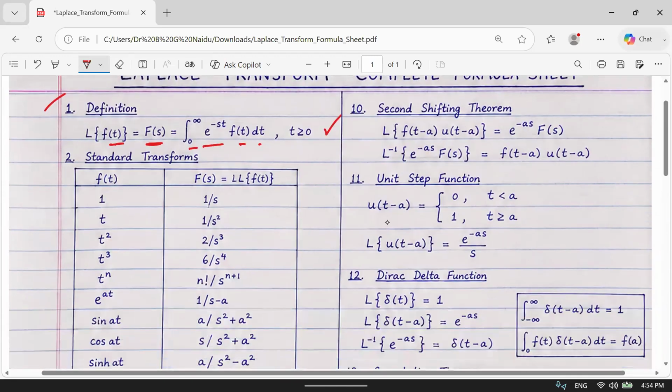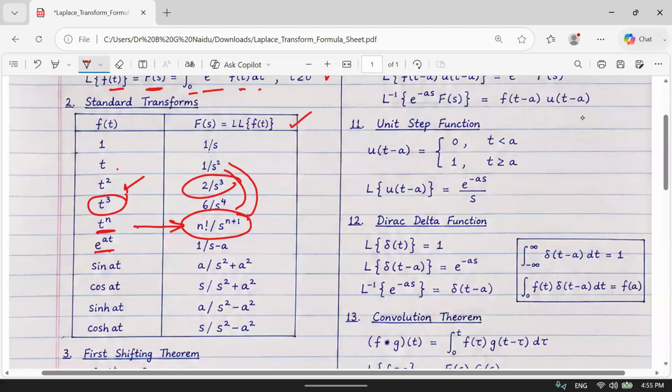Then there are the standard Laplace transforms. The Laplace transform of 1 is 1 by s, the Laplace transform of t is 1 by s square, the Laplace transform of t square is 2 by s cube, and the Laplace transform of t cube is 6 by s power 4. Similarly, the Laplace transform of t to the power n, this is the standard expression, is n factorial by s power of n plus 1. If you substitute values of n, you will get all of these: t square, t cube, and 1.